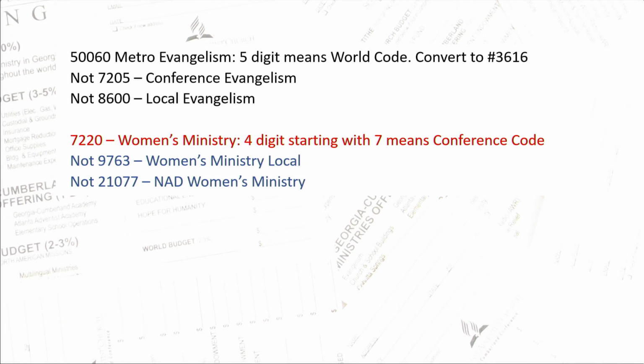7220, women's ministry. It's a 4-digit, starting with 7. Yep, it's a conference code. So you wouldn't map it to 9763, your women's ministry local code, or to 21077, which is the North American Division Women's Ministry. You should never say, I don't have this code in Jewel, so I will post it to a code that I do have. That would be inaccurate posting. Or, well, I'm sure that they intended it to go to our local women's ministry and post it there. No, we should honor what they put on their envelope or in Adventist giving, not guess at what we think they meant.